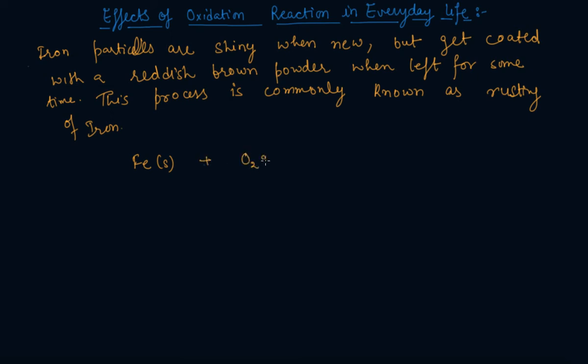The reaction that takes place is that iron, which is in solid form, and oxygen from the atmosphere, which is in gaseous form, mix and form Fe2O3. You know how to balance chemical equations, which I told you in my previous lecture, so I hope you can easily balance this chemical equation.